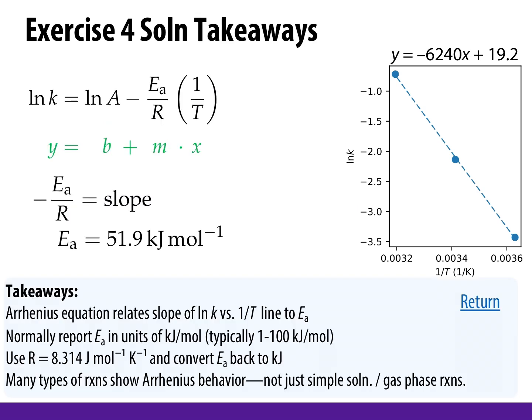Okay, so some takeaways from this. The Arrhenius equation relates the slope of ln of k versus 1 over T to the activation energy and the pre-exponential factor. Again, it's typical to see activation energies in units of kilojoules per mole, typically 1 to 100 or 200 kilojoules per mole. Make sure to keep track of all your unit conversions. And again, this is for a solar cell material that shows Arrhenius behavior. All sorts of reactions, not just simple solution or gas phase reactions, show Arrhenius behavior.